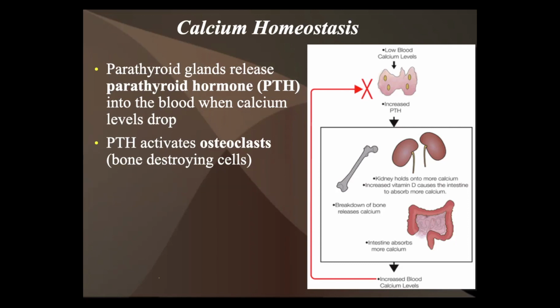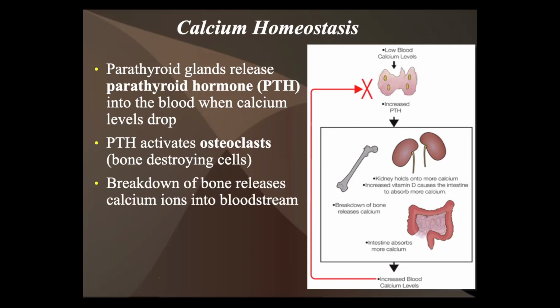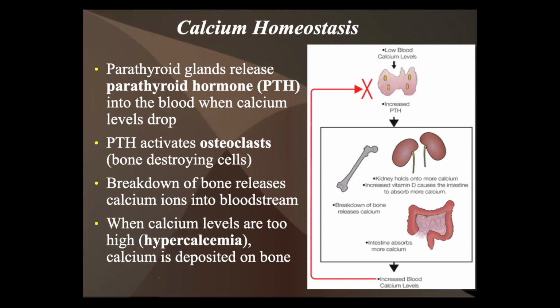PTH activates osteoclasts, bone-destroying cells, which break down bone and release calcium into the bloodstream. So that's what happens if calcium levels are too low in the blood, but if they're too high in the blood, that's called hypercalcemia, then just the opposite happens. Calcium goes from the blood to the bones and deposits on the bone.